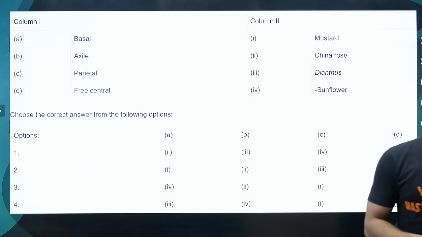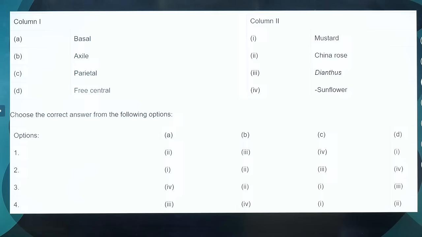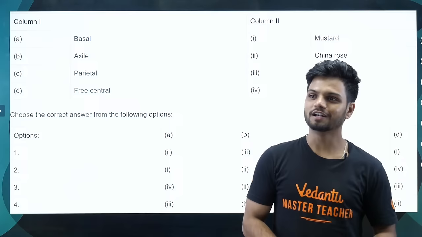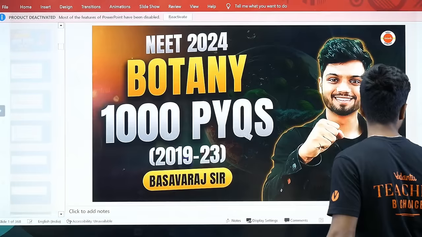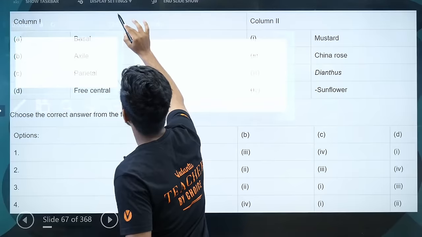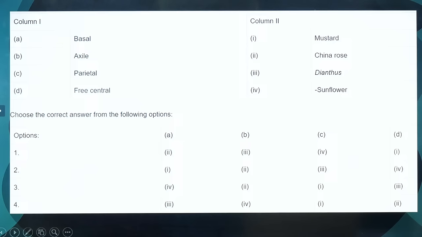Now, is it too bright? Is it visible? Decrease your brightness, or should I decrease my brightness here? Is it visible or not? Visible. Now we are starting with your morphology. I think I made some error. One thing, students. Is it visible? Visible, right?